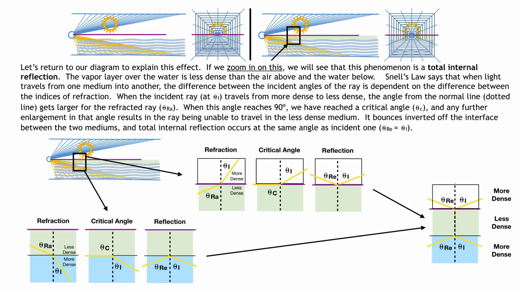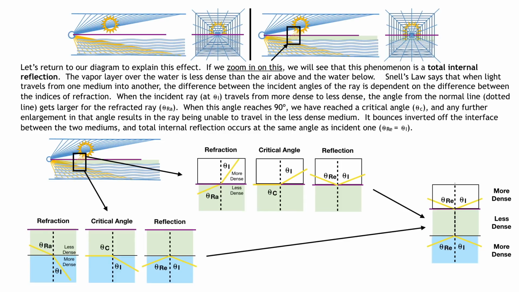So again, when we have this 90-degree angle, we have reached a critical angle, theta critical, and any further enlargement in that angle results in the ray being unable to travel in the less dense medium. It bounces inverted off the interface between the two mediums, and total internal reflection occurs at the same angle as incidence. So the point where theta reflection is equal to theta incident.